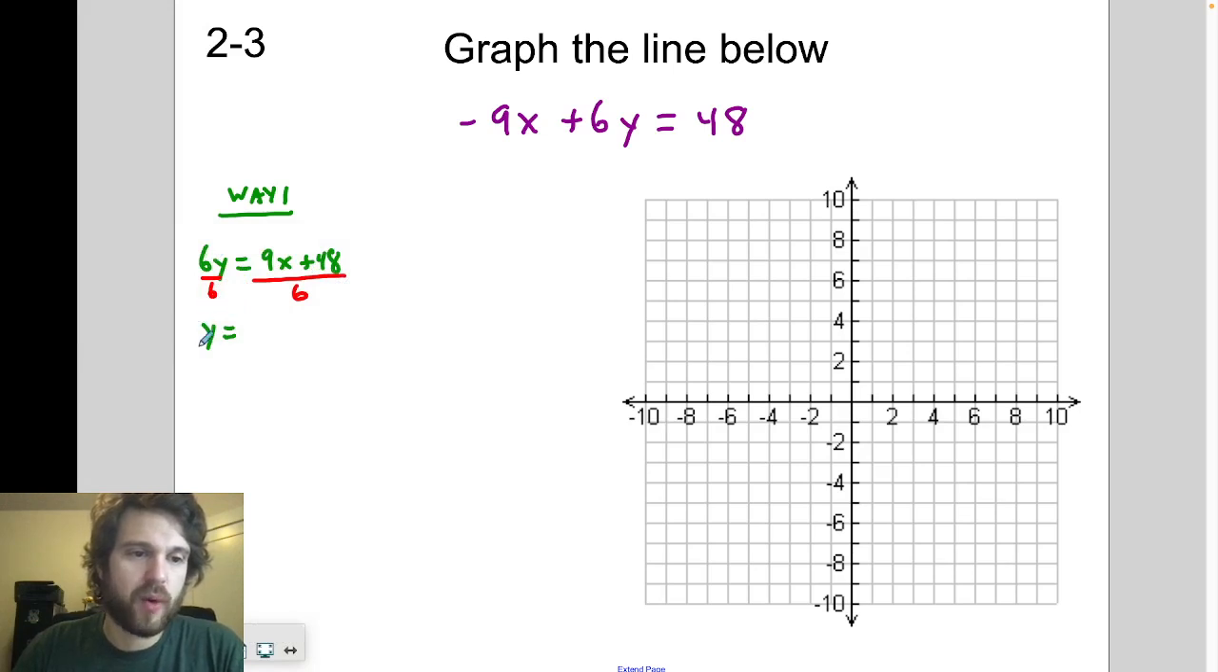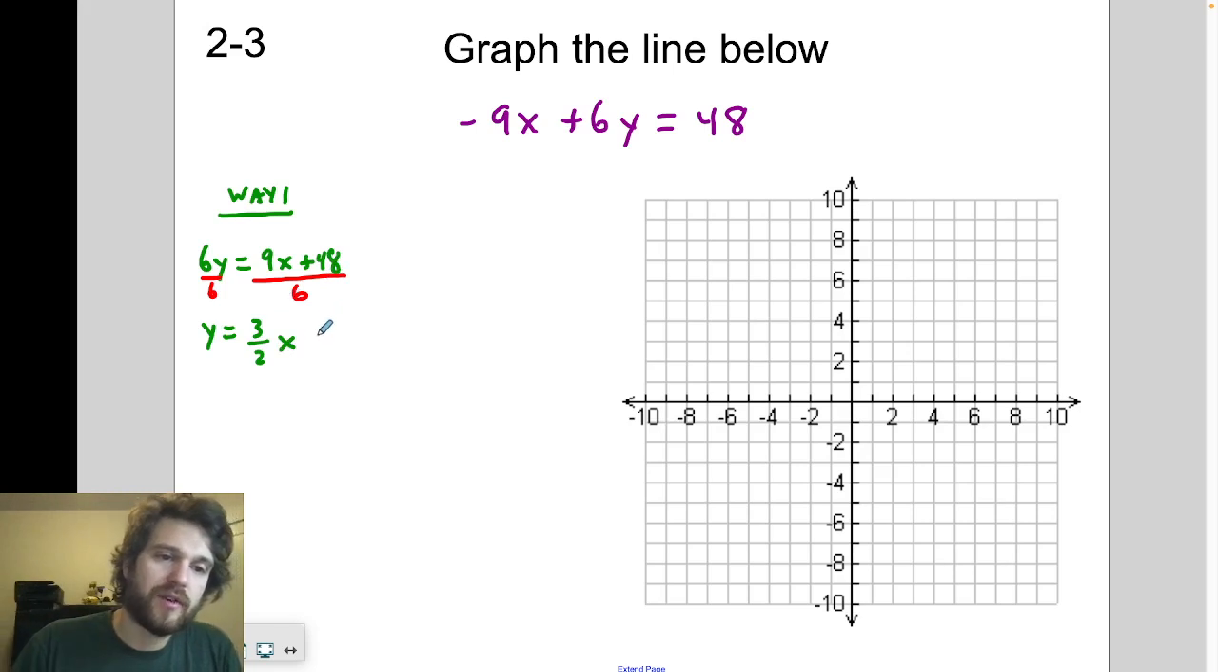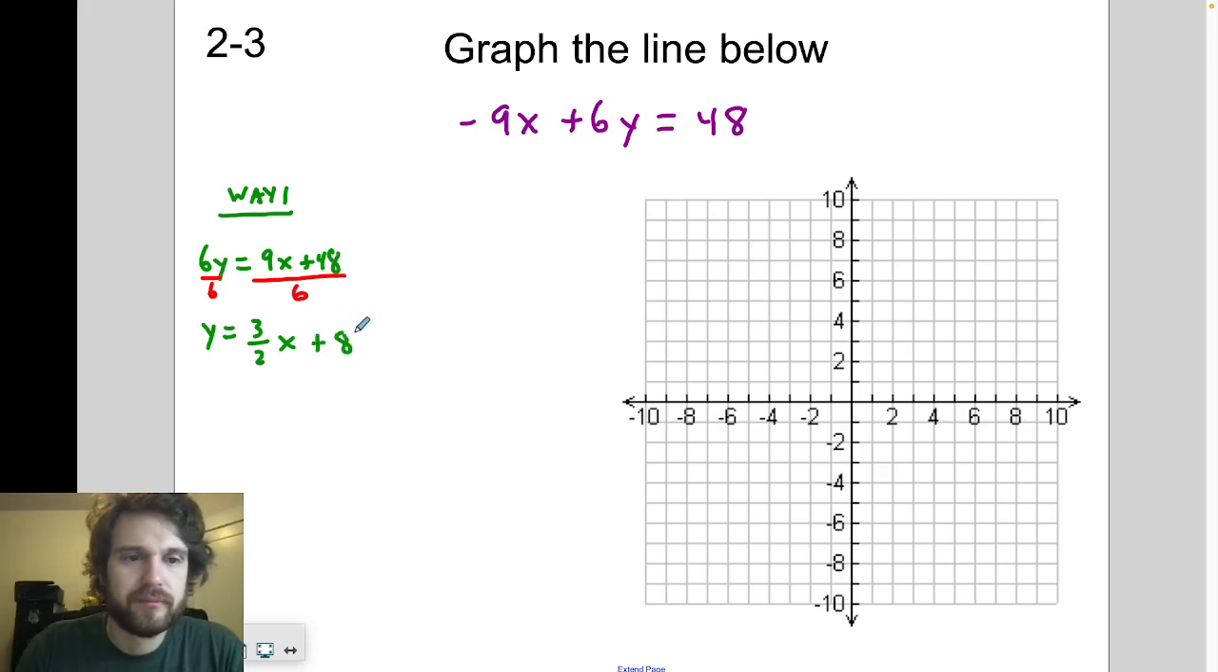6 divided by 6 is 1, my coefficient of 1. 9 over 6 is actually 3 over 2, if we simplify that fraction. And then 48 over 6 is plus 8. This is nice. Yeah, this is good. Okay, y-intercept of 8, like this.